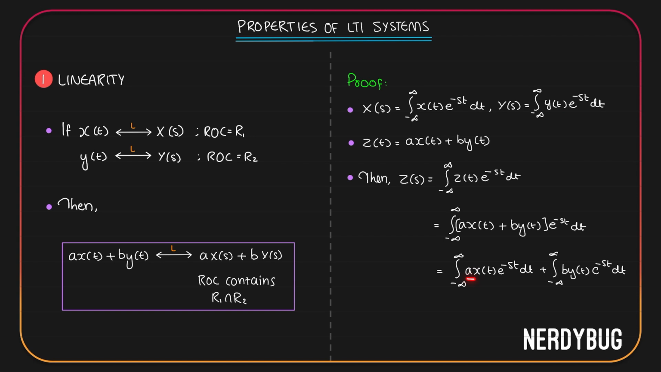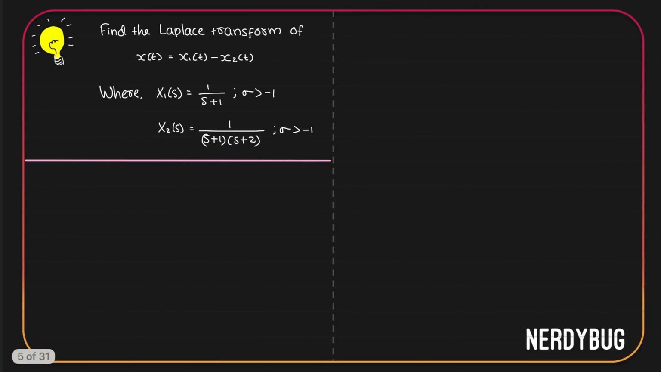Here a and b are constants. They can come out of the integration. Now what we have over here is just x of s and what we have over here is y of s. So we get z of s is simply ax of s plus by of s. Now an important thing over here is I haven't written ROC is equal to R1 intersection R2. Instead I wrote ROC contains intersection of R1 and R2. To understand what that means, let us solve a problem.